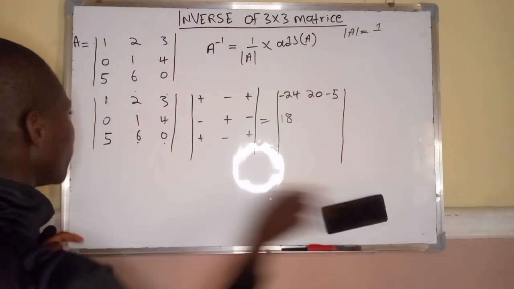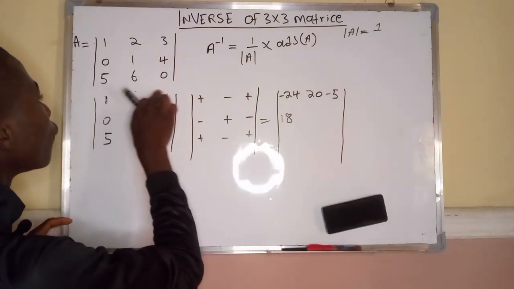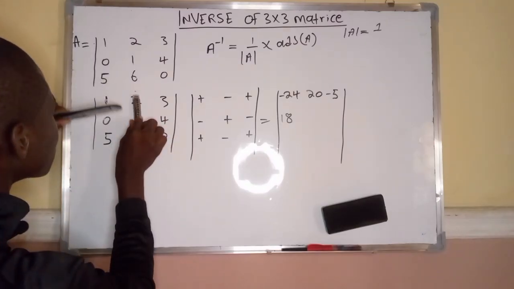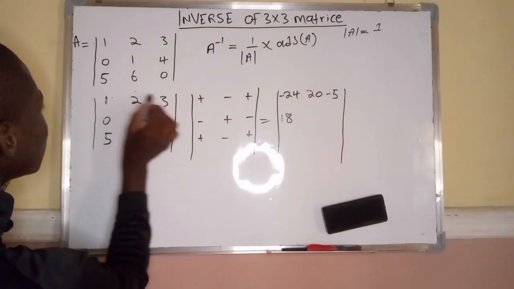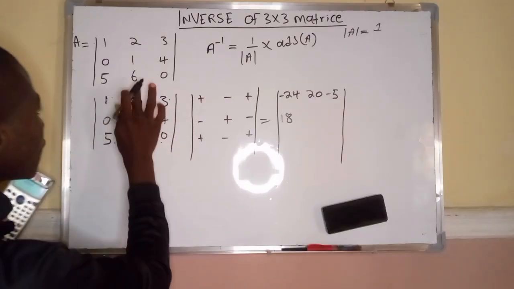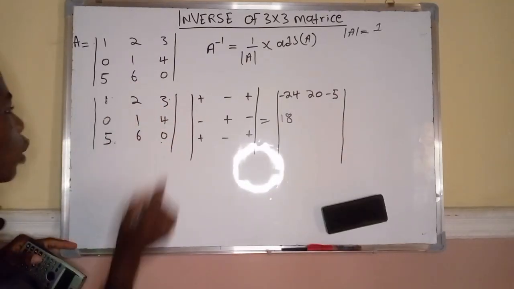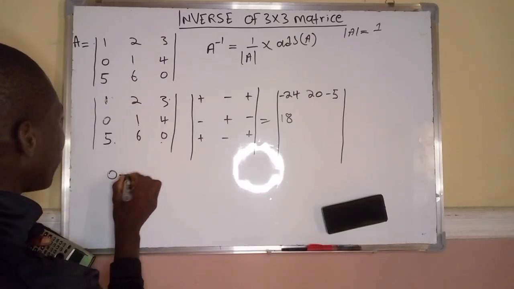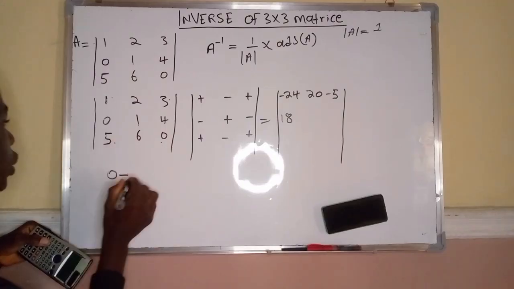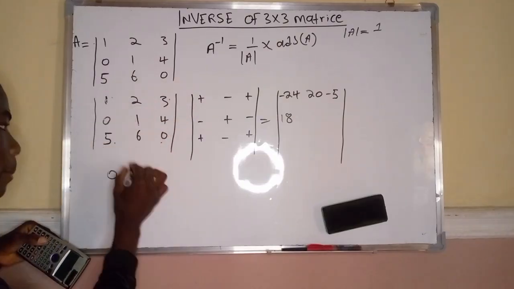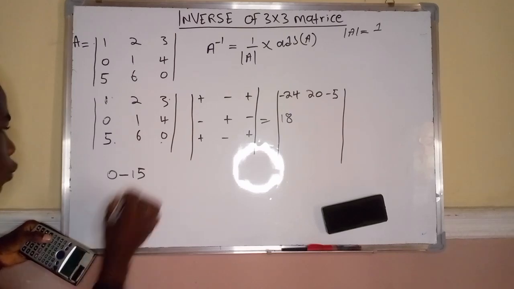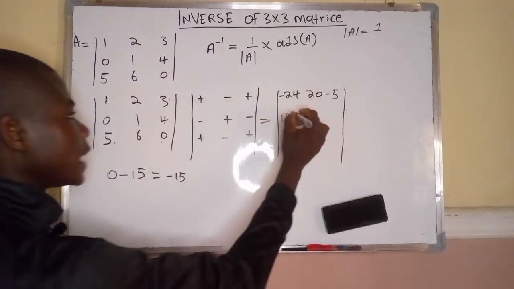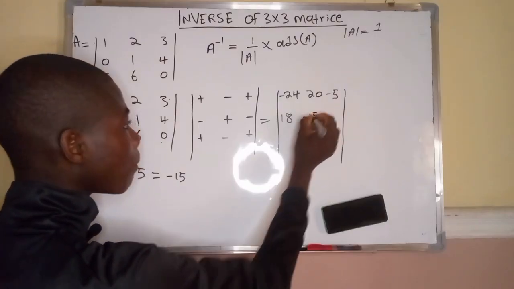So let's take the minor of 1. If I am looking for the minor of 1, the same thing, I will delete this and this, here and here. So I'm having 1, 3, 5 and 0. 1 multiplied by 0 is 0, and therefore minus 3 multiplied by 5, which is 15. So I will have minus 15 multiplied by the positive sign. I will have again the same thing, minus 15.